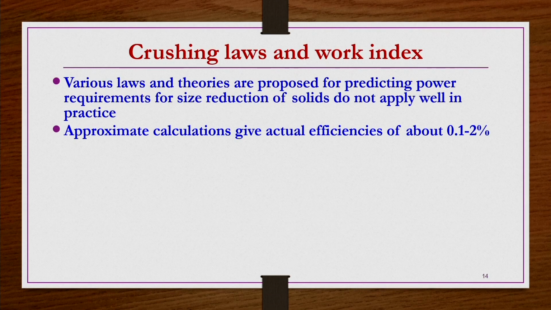So, approximate calculations give actual efficiency of about 0.1 to 2% only. By using these things, whatever crushing law you use and then do the approximate calculations, you get actual efficiency of 0.1 to 2% only. So, let us say actual efficiency is something, but when you apply these things you may get only 0.1 to 2% of that efficiency, you may not get the actual efficiency. So, this is the other drawback. However, it serves as some basis for selection of power, how much power should be given.